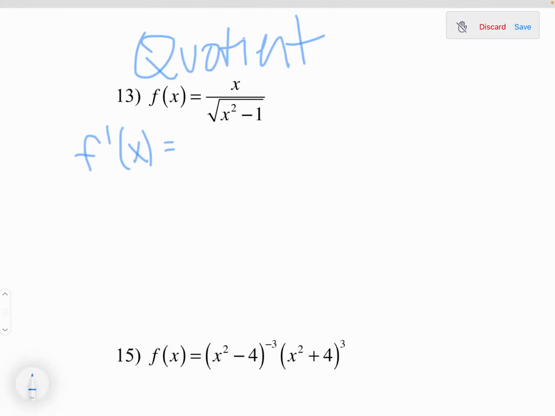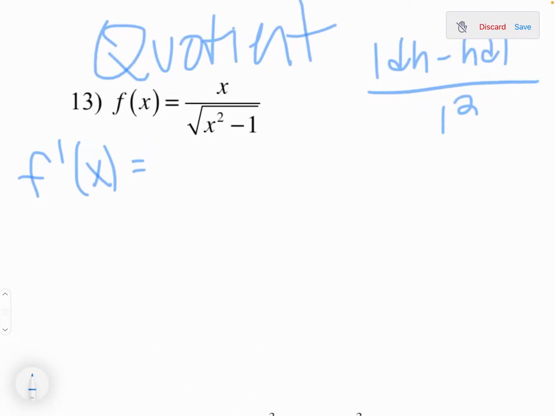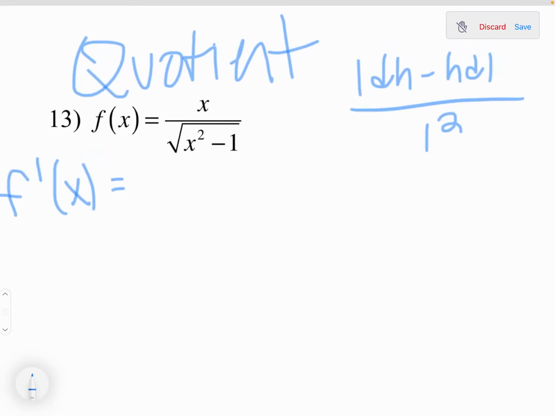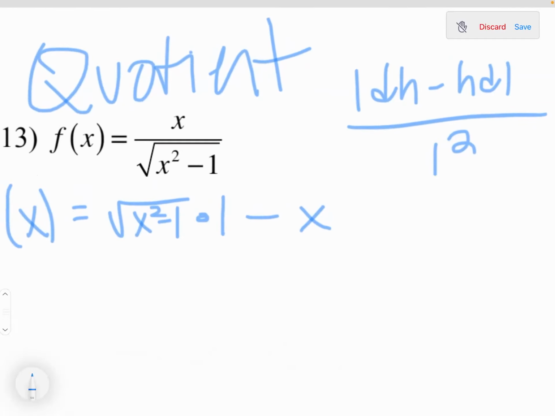f prime of x equals, we're looking at low d high minus high d low all over low squared. So the low is square root of x squared minus 1 times the derivative of the top, which would be 1, minus the top, which is x. And now we have to multiply by the derivative of the denominator, which is really this piece being raised to the 1/2 power. So we got to use chain rule to find the derivative of the bottom.